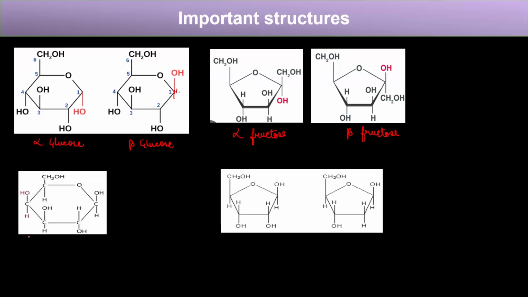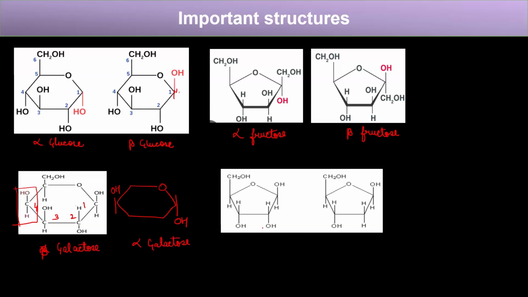beta fructose. Now here, what do we have? We have this OH. It is 6-carbon, but the OH at the fourth position is up. And this OH at the first position is also up. That makes it beta galactose. And if we want to draw the structure of alpha galactose, everything will be the same, except here the OH will be down, and this OH is up. So this will become your alpha galactose, right?